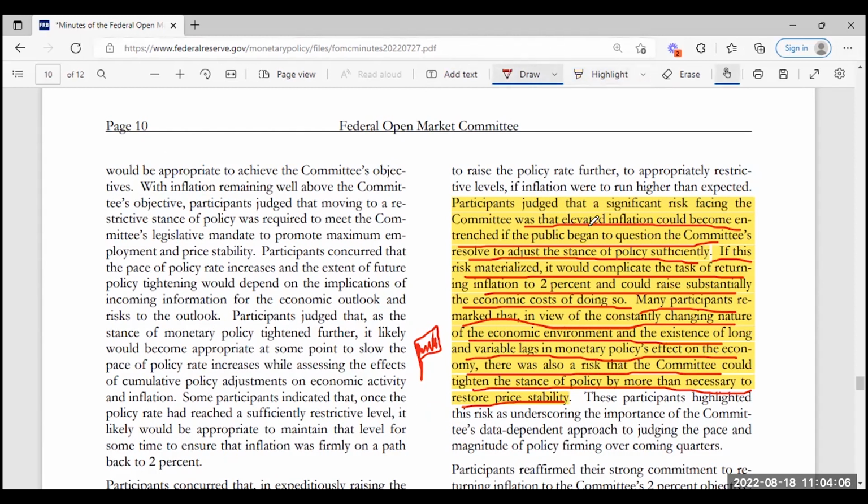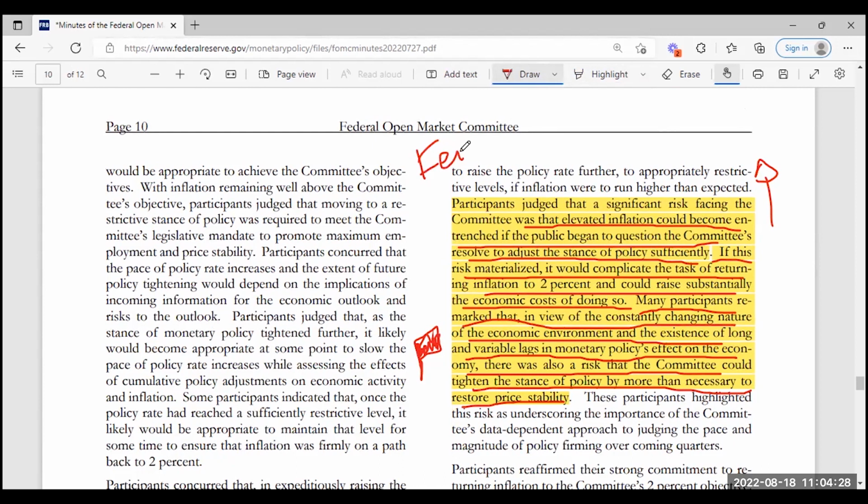If the public begin to question the committee's resolve to adjust the stance of policy sufficiently, wait a minute, Paul. You are saying if I keep making videos like this, where I simply say there are sometimes red flags in the FOMC statement, or where I point out in my next video how the Fed has been lying to people just before crises, in 2008 was the big lie with multiple documentaries. You are saying if we keep poking holes at the Fed story, that is what's going to cause inflation to go up. There's an economic link between exposing the truth and inflation. That's what this thing says.